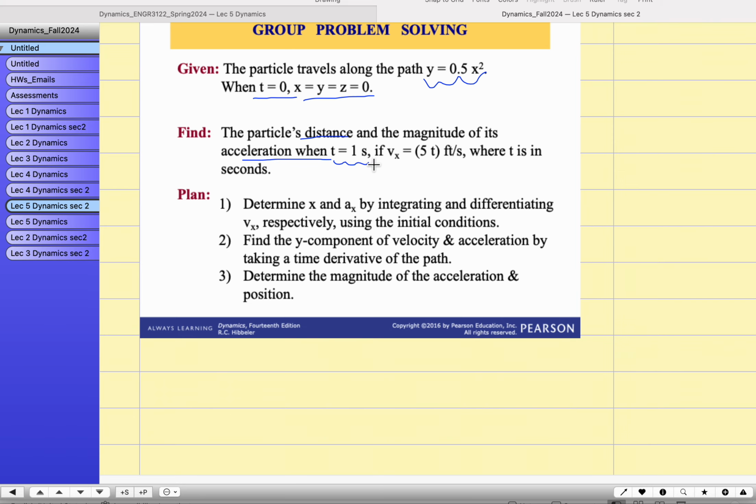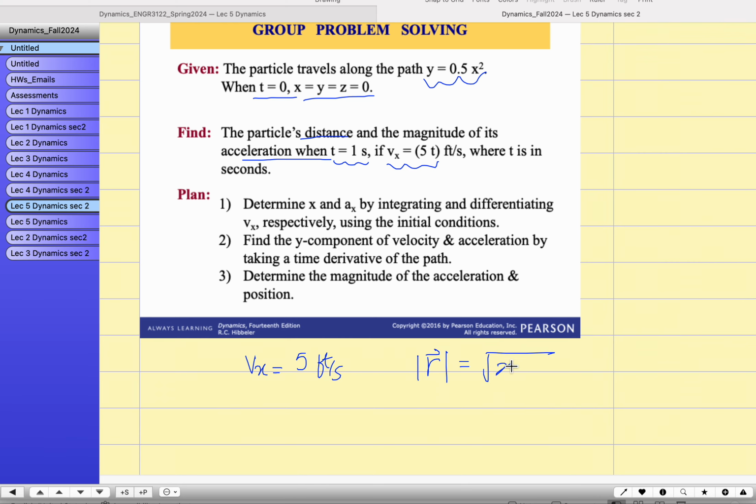equals 1 second. This is a snapshot taken at that time, and the velocity in the x direction is given, so let me write down this data. Velocity in the x direction is 5t feet per second, where time is in seconds. So you have to find two things. One is the position vector, or the magnitude of the position.